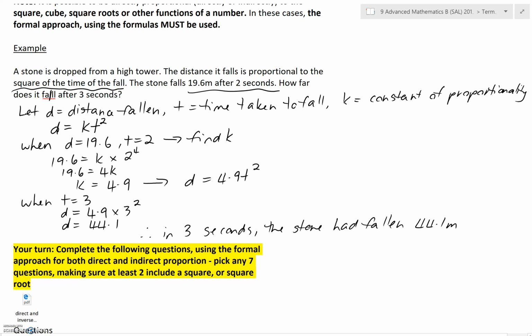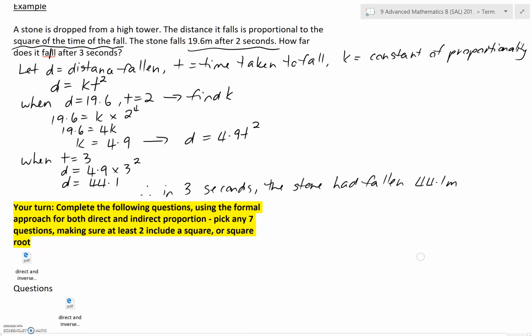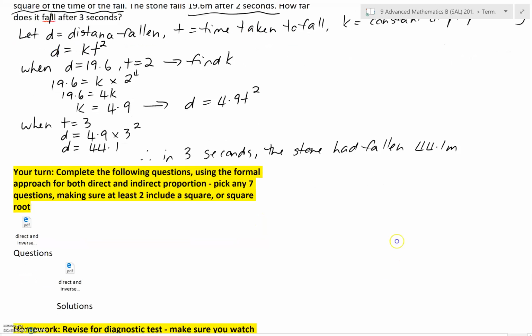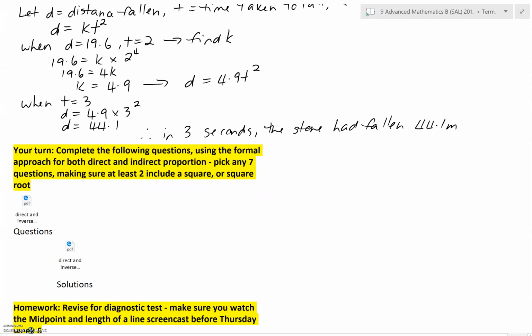Okay, so again, nothing much in the textbook here. There are some questions here that you need to do. Complete these questions. Use the formal approach for both direct or indirect proportion. You don't have to do all of them. You just need to pick any 7, but make sure at least 2 of the questions include a square or a square root. So you're doing a couple more difficult ones. Solutions are available on here also.